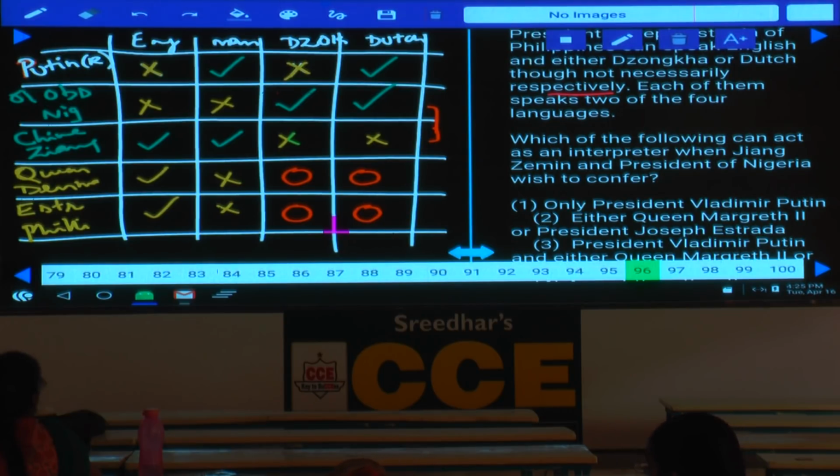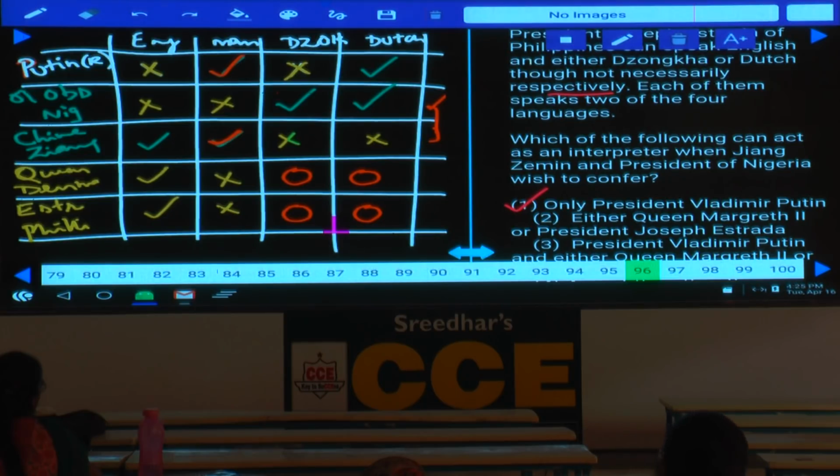Mandarin. Now these two persons speak Mandarin. As these two persons speak Mandarin, now Putin will translate the same thing in Dutch. To whom? To the Nigerian president. Isn't it? Because these two persons can speak Dutch. Hence, 1 can be your answer.